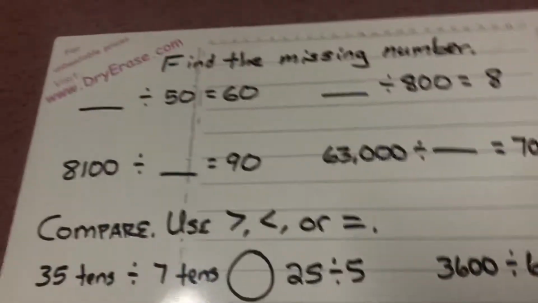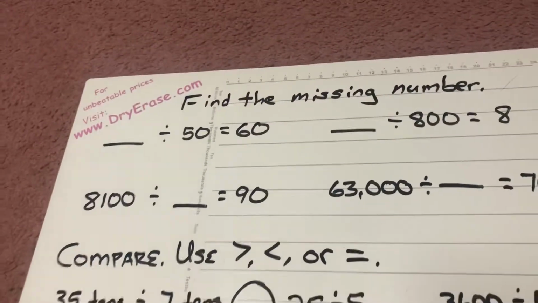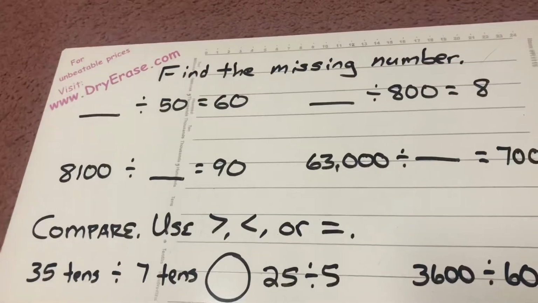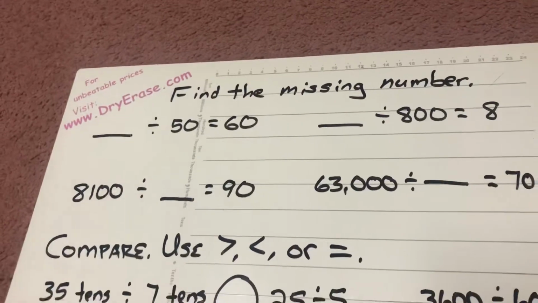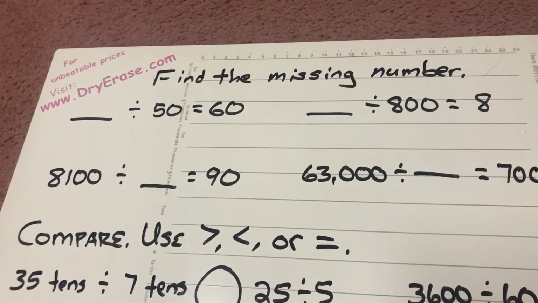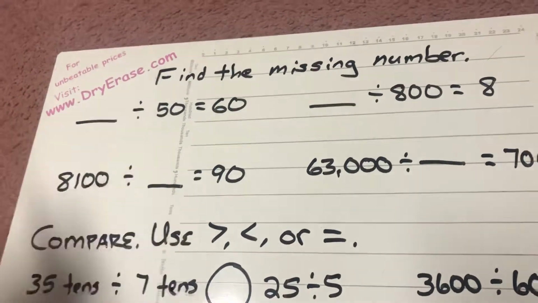All right, a couple more sections to talk about here. This first one is to find the missing number. Well, this is a brief, an early tutorial on division equations where you're going to try to find the missing number, and this is kind of a variable.